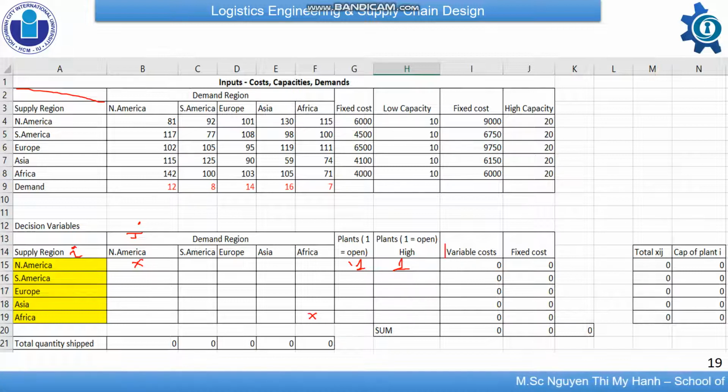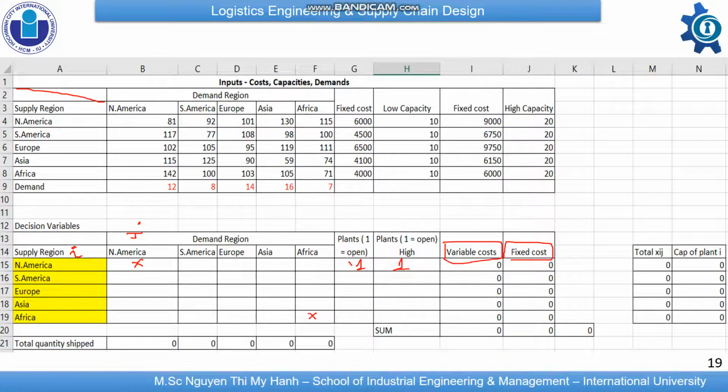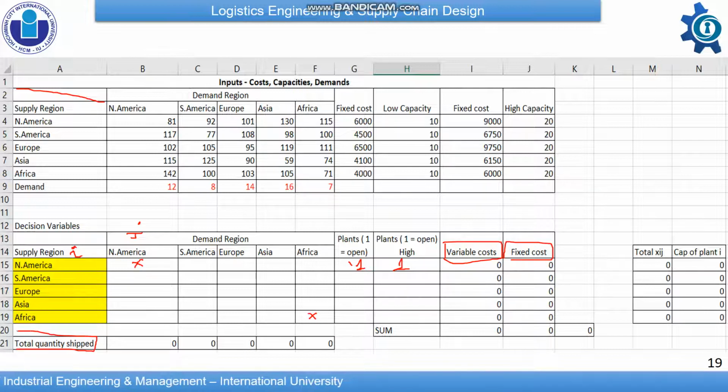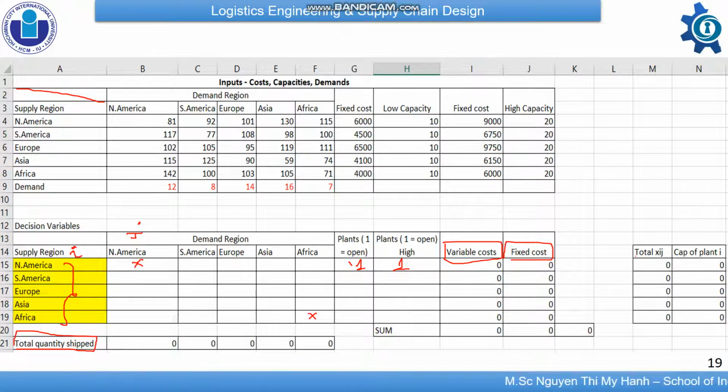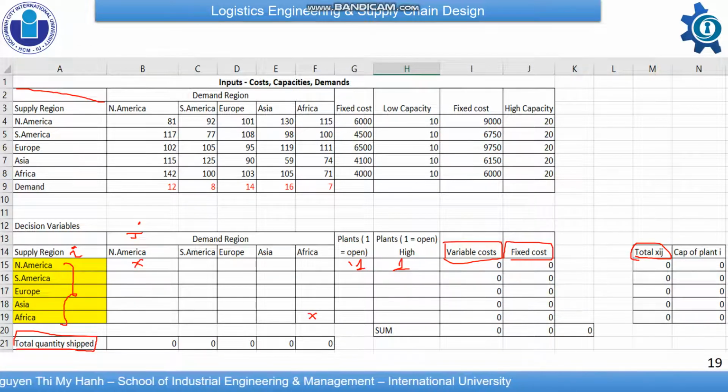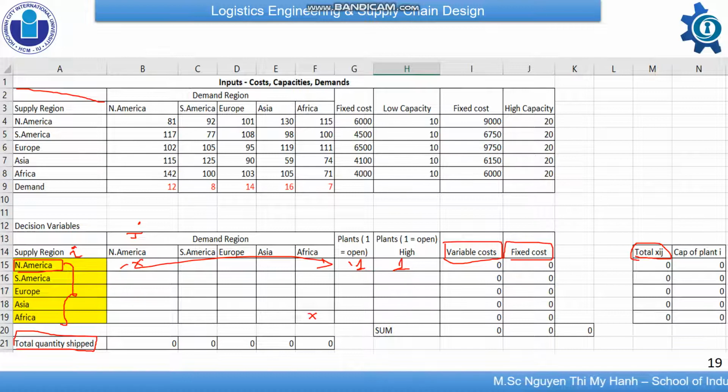And I also calculate the columns for the variable cost and fixed cost, and also the total quantity shipped from all plants to the market. And I also calculate the total quantity shipped from one plant to all the markets, then compare with the capacity of the plant.